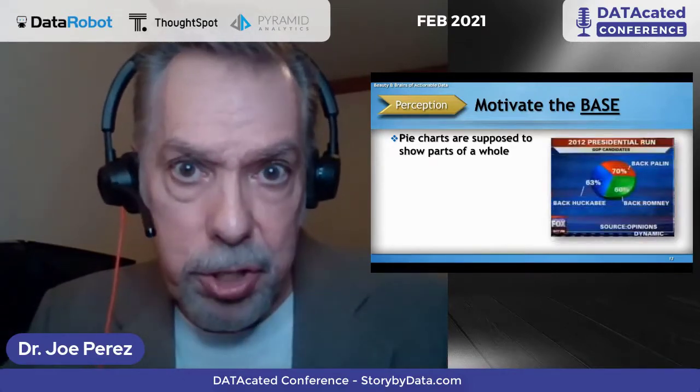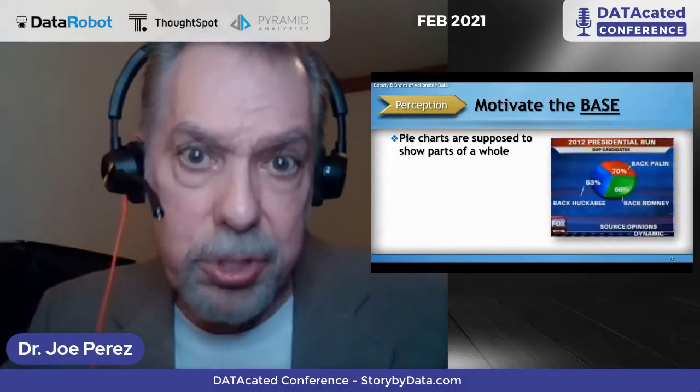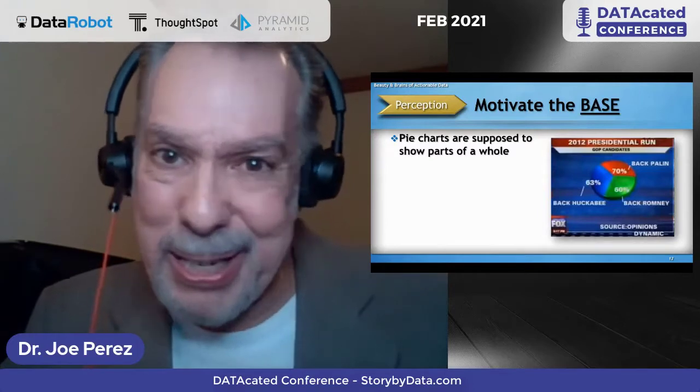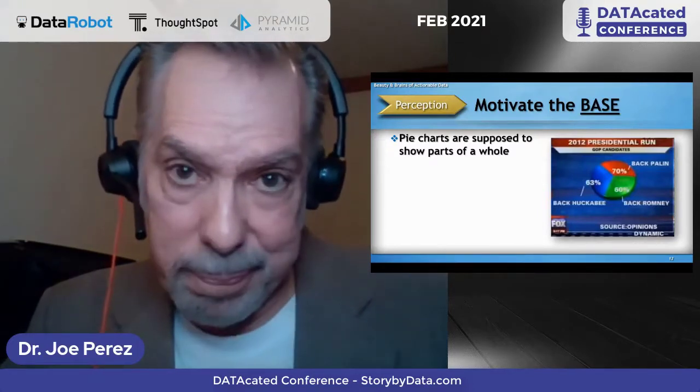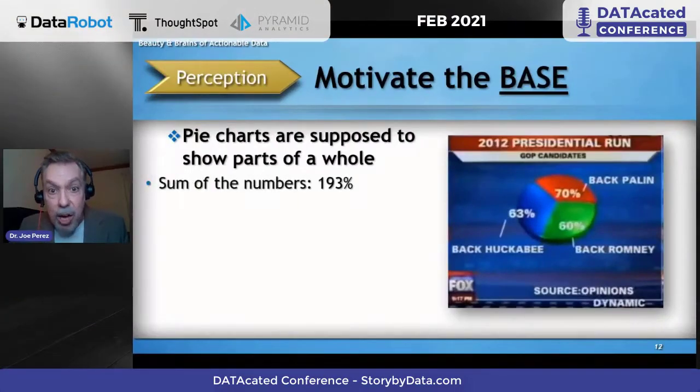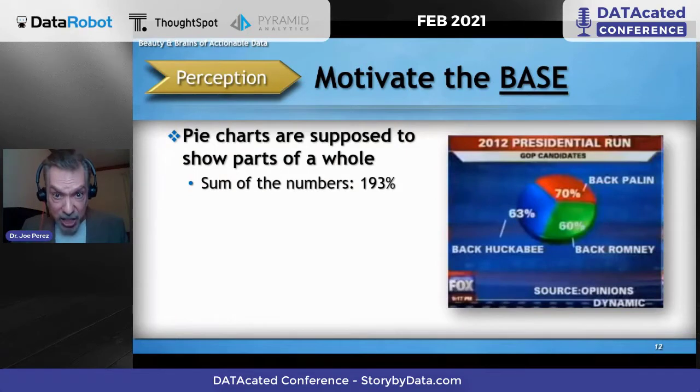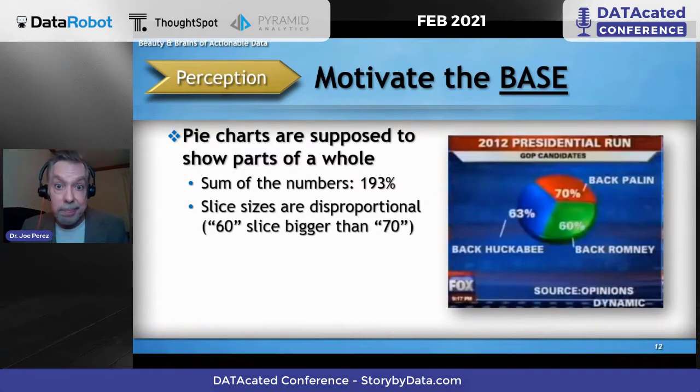Take a look at the pie chart shown in this fuzzy screenshot from a TV newscast. I see a couple of problems with this thing right off the bat. First of all, the numbers. They add up to 193. Now, how can you have 193% of a single pie? That's almost two pies. Secondly, check out the sizes of each slice. 70 is bigger than 60, isn't it? Well, then how come that 60 slice looks bigger than the 70 slice?